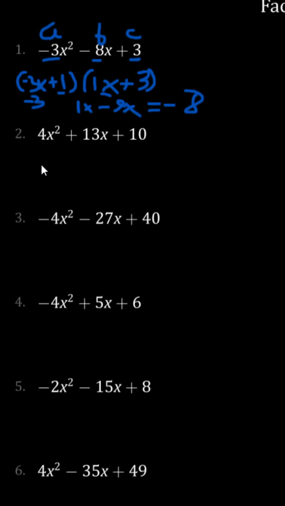Now let's look at question 2. We have 4x squared plus 13x plus 10. We know 10 has factors of 1, 2, 5, and 10. We know 4 has factors of 1, 2, and 4. So let's see what it could be.